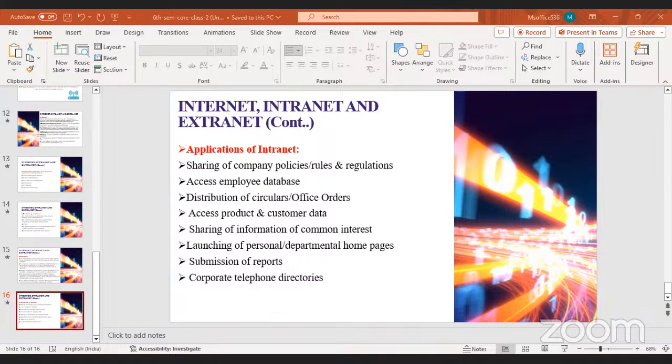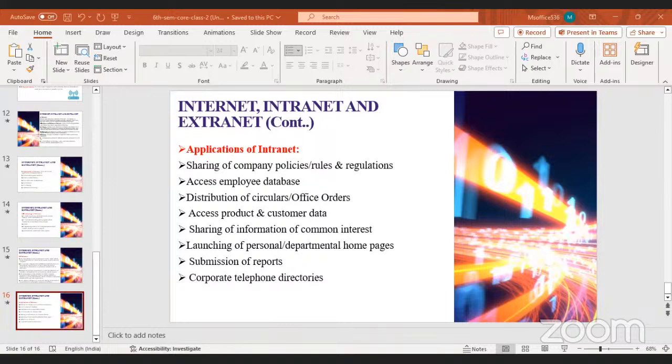What are the questions in the book? Explain various types of networks. This is a 10 marks question from the exam point of view. And the next one, describe wireless LAN and differentiate intranet, internet, and extranet. These are the three long answer questions in that lesson. And the short answer questions are applications of internet and discuss about extranet. These are very small ones.